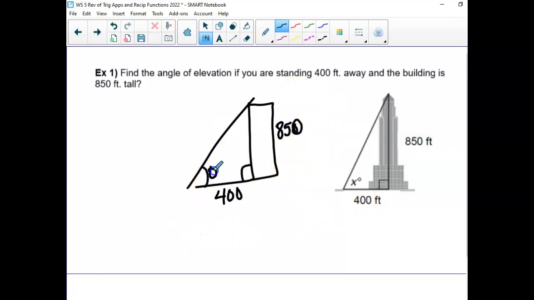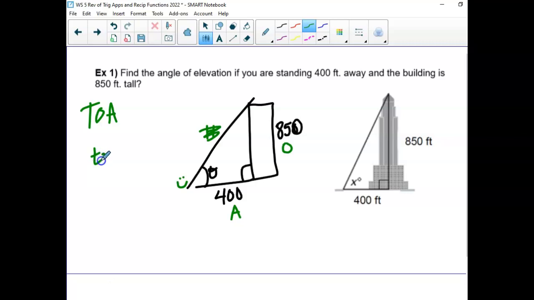To find an angle, can you tell me what these are called? Can I do the OAH thing? Where are we going? From this angle, this one is opposite. This is the hypotenuse. This is adjacent. I know nothing about the hypotenuse. The function that uses O and A is tangent.